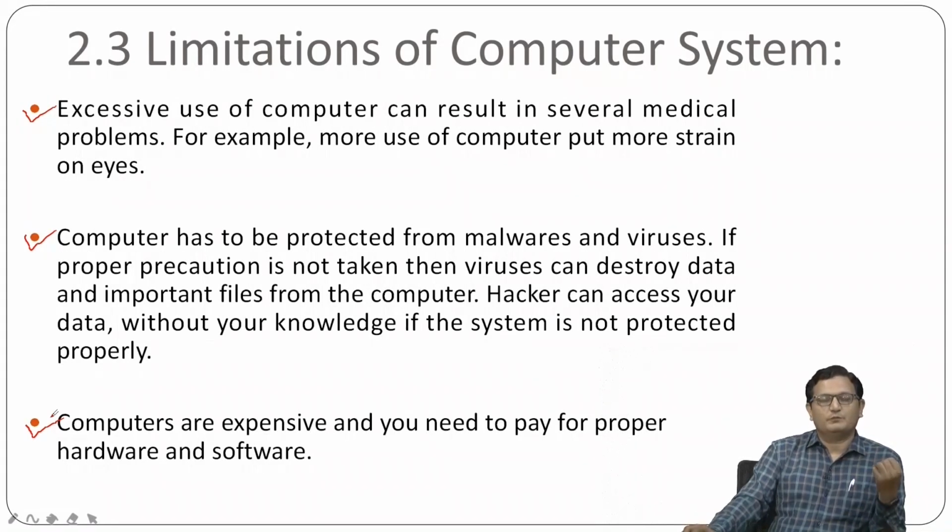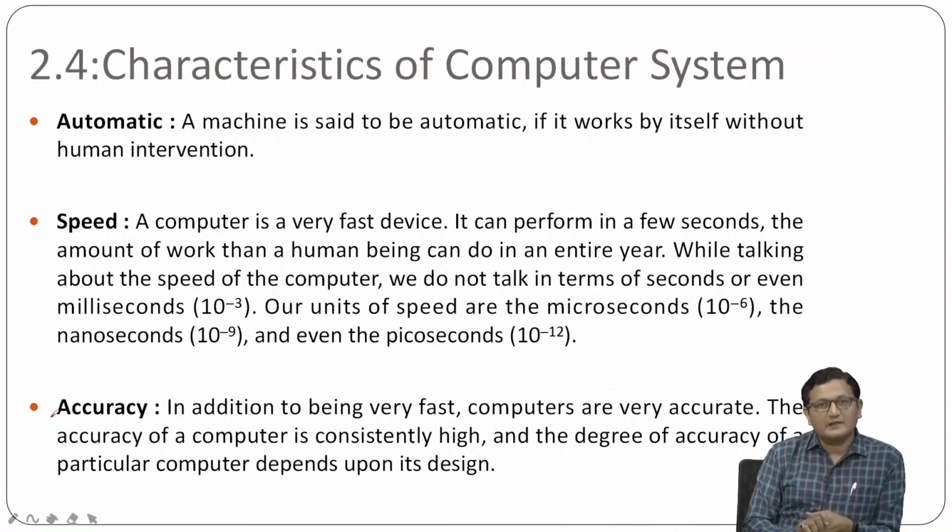So if you want to enjoy the functional advantages served by the computer system, then you need to buy the computer's hardware, and that is expensive. Here the cost factor will affect. Fine. So computers are expensive and you need to pay a proper amount for the hardware and software you want to use for your system. Okay. Now we will discuss the different characteristics or properties of the computer, right.